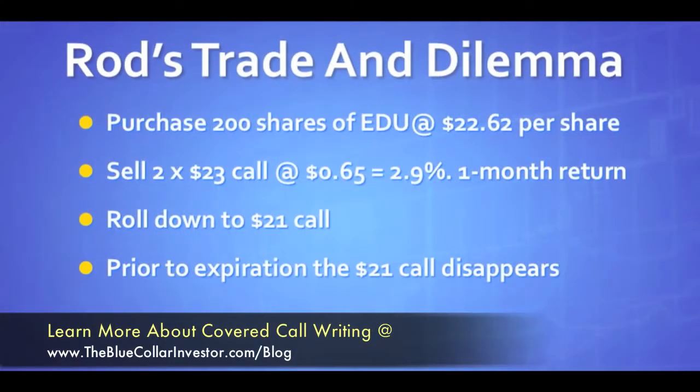Rod purchased 200 shares of EDU at $22.62 and then sold the 23 call for 65 cents, thereby generating an initial profit of 2.9% for the 1 month. Then Rod rolled down to the $21 strike, but it seemed to have disappeared prior to expiration.